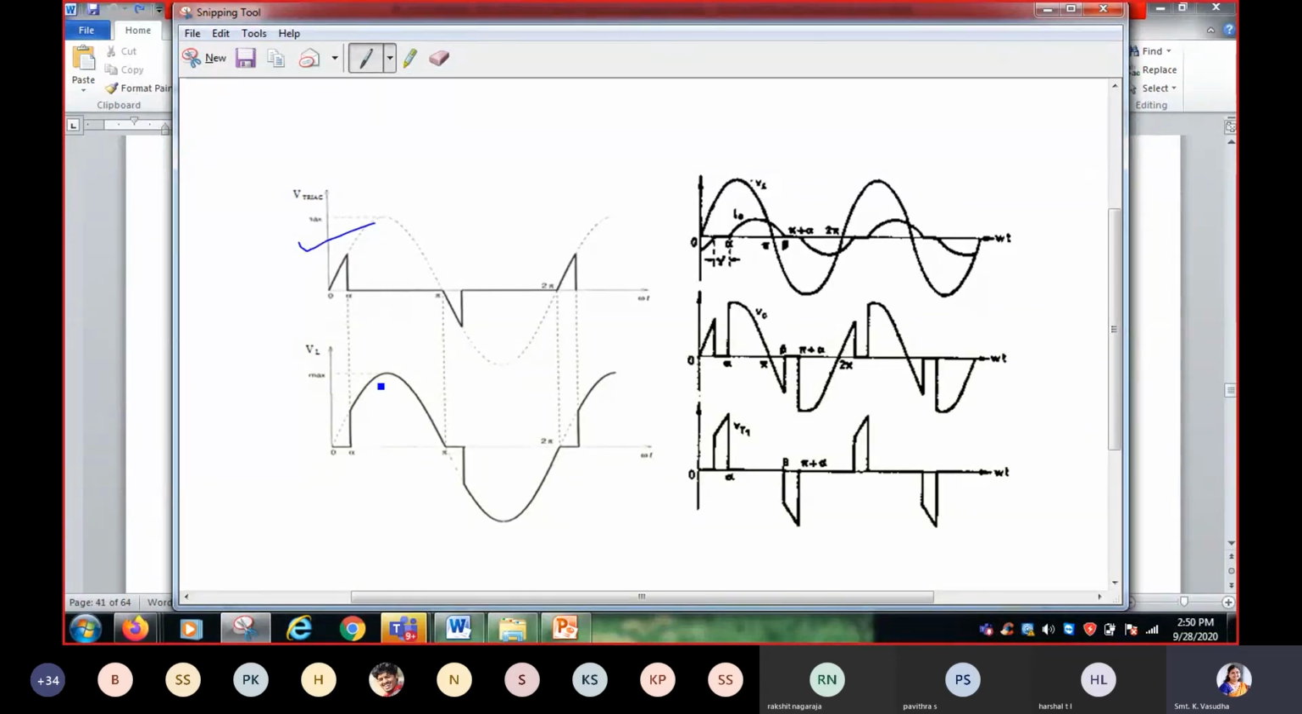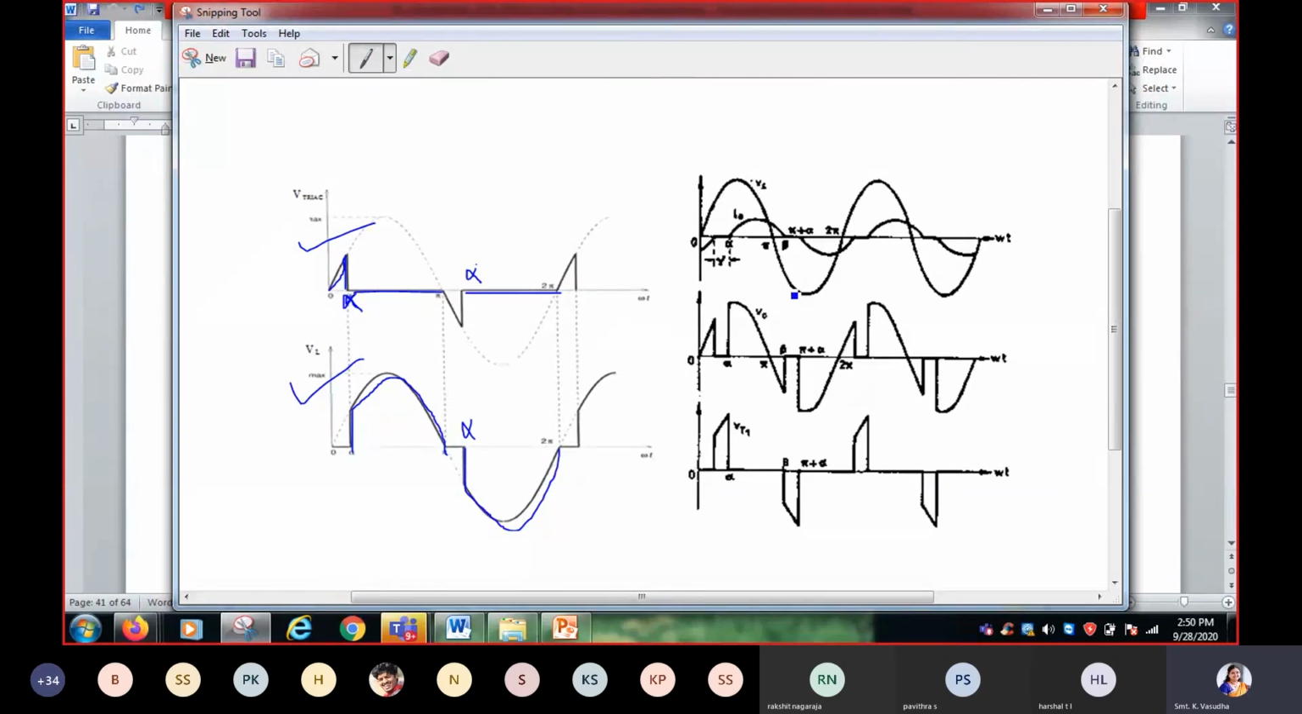This waveform shows voltage across the triac. This waveform shows voltage across the load. Until alpha, the triac is in the off state, so the supply voltage appears across the triac. When you give the firing angle at alpha, the triac goes to the on state, so the voltage across the triac goes to 0 and the supply voltage appears across the load. During the negative half cycle the same thing happens. Till alpha, the triac is in the off state, so the negative supply cycle appears across the triac. Once the triac goes to the on state, the voltage across the triac will be 0 and the voltage across the load will be the same as the supply voltage.